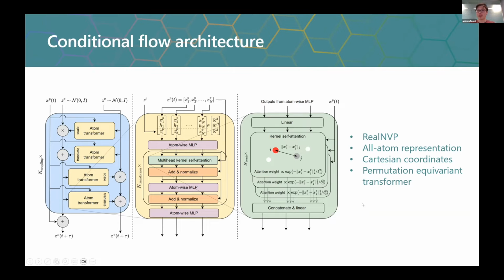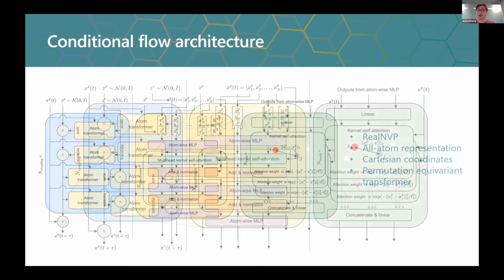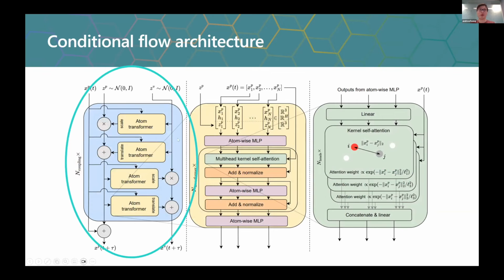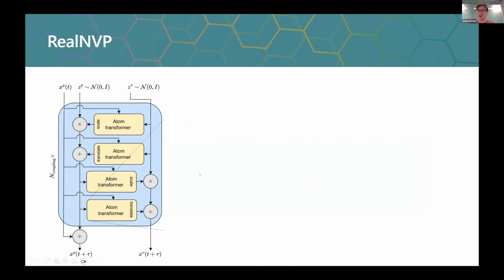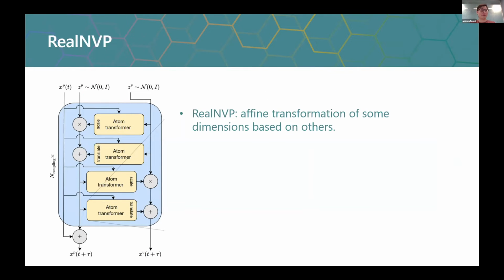So let's talk about each individual part of the architecture. I'm going to focus first on the real MVP part. I'm sure you know a real MVP defines an affine transformation of some of the dimensions based on the others.